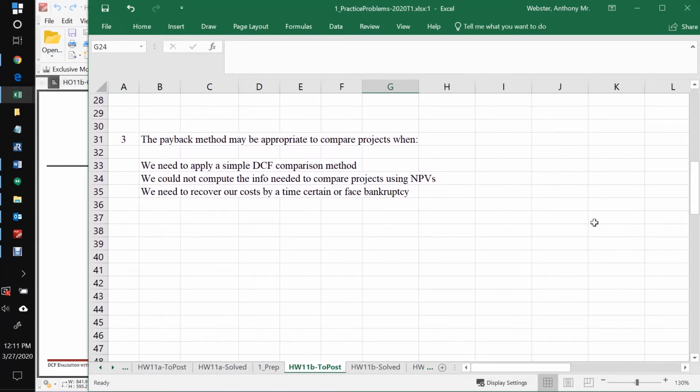Okay. And finally, here, a question on the payback method. So we have the payback method may be appropriate to compare projects when we need to apply a simple DCF comparison method. We could not compute the info needed to compare projects using NPVs. We need to recover our costs by a time certain or face bankruptcy.